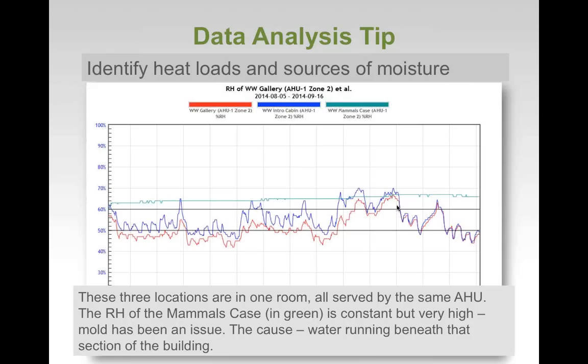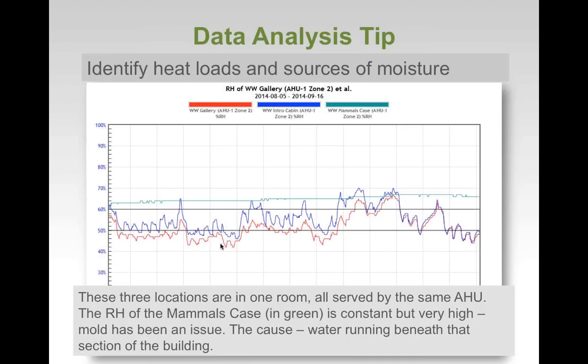The blue logger is up in the front area of the collection. The red logger is more towards the rear of the collection, and the green, which is in the mammal's case, is at the back of the collection, about 50 feet away from the red logger. Now, when you look at this, the first thing that'll catch your eye is the blue and the red. Well, that's the same system, but they're at times about 5% apart in relative humidity.